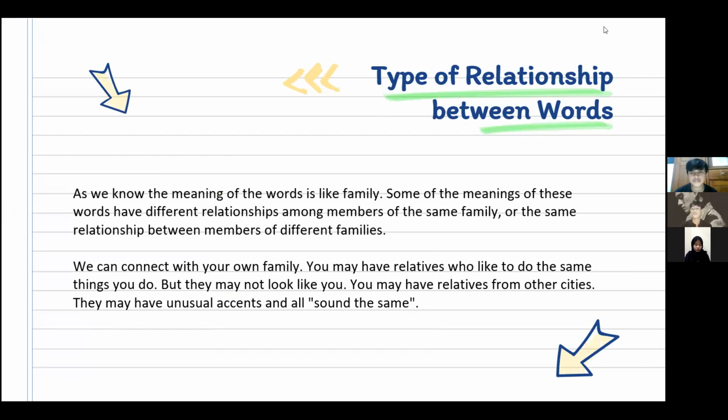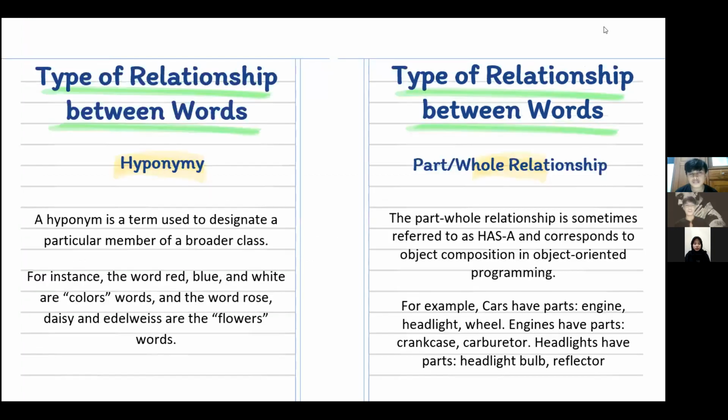So what are the types of relationship between words? Without any further ado, let's get to the list. On the next slide, the first is hyponymy. What is hyponymy? A hyponym is a term used to designate a particular member of a broader class. For instance, the words red, blue, and white are the group of color words, and the words rose, daisy, and edelweiss are flower words.